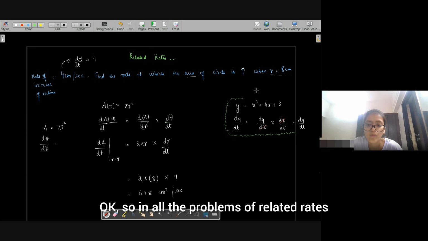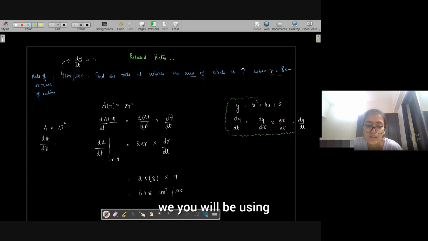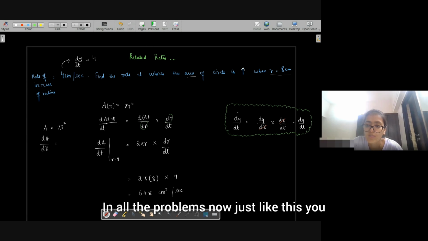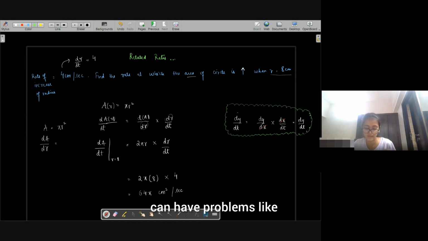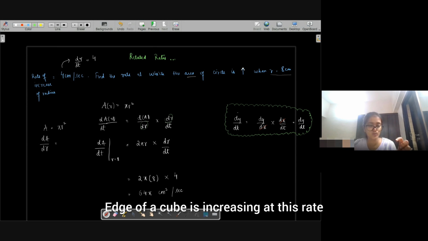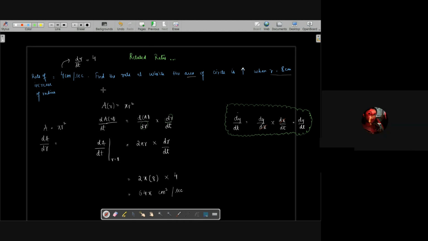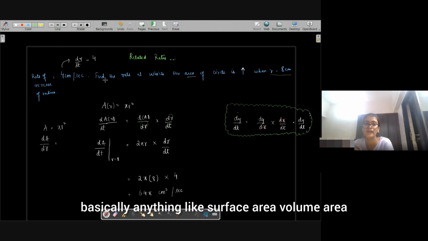Okay, so in all the problems of related rates, you will be using dy over dt is equal to dy over dx times dx over dt in all the problems. Just like this, you can have problems like the area of a circle. You can have volume as well, volume of a cube. They can give you that the edge of a cube is increasing at this rate, then find the rate of increase of the volume of the cube. Basically anything like surface area, volume, area.